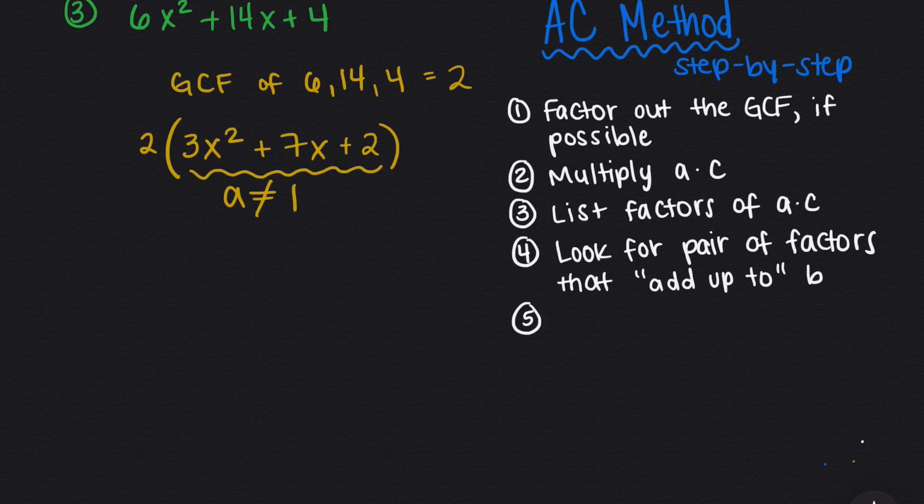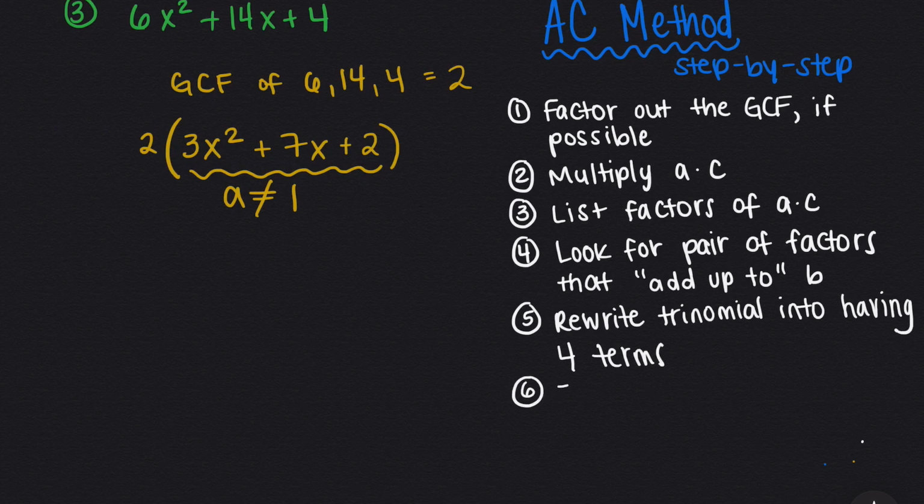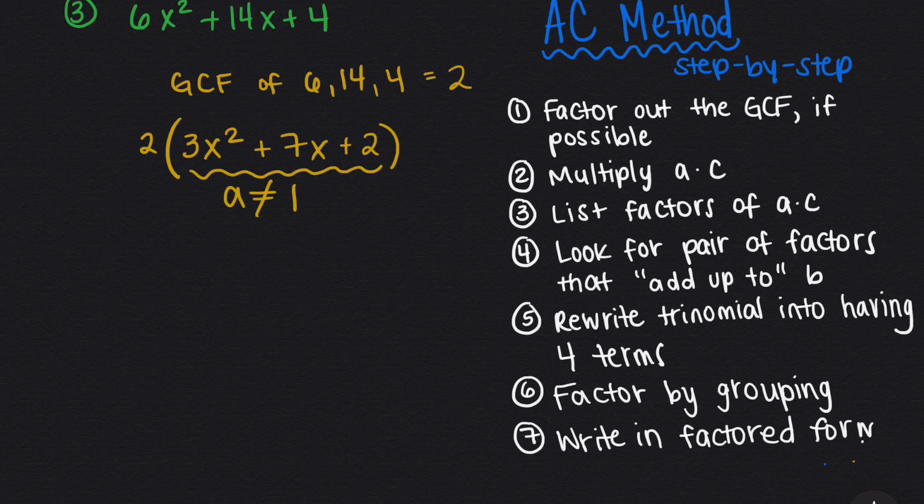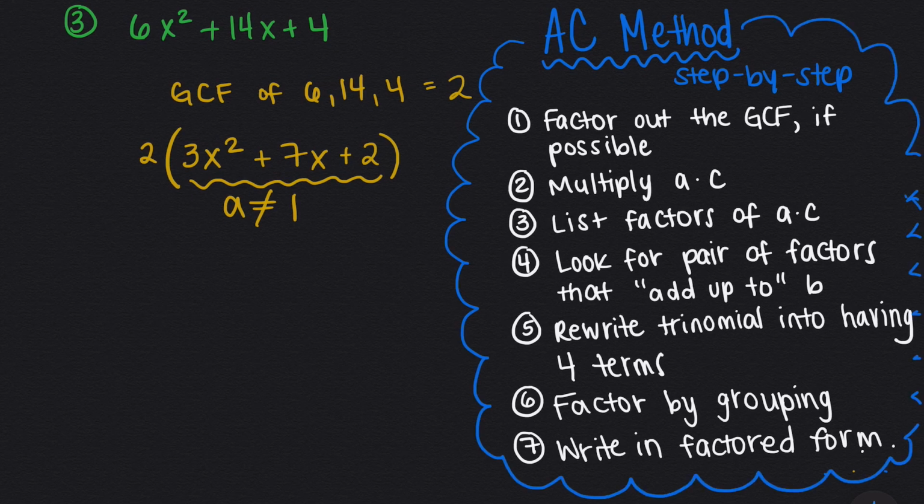or subtraction. Number 5 says rewrite the trinomial into having 4 terms. 6 is factor by grouping. Whoa, I wonder what that means. And 7 is to write in factored form. Okay, so some parts of the AC method should feel very familiar, and some parts will be a little bit newer. Let's dive in. First step is to pull out the greatest common factor, which we already did.